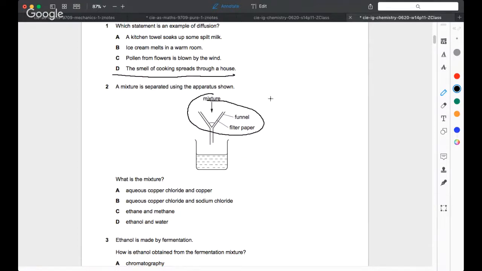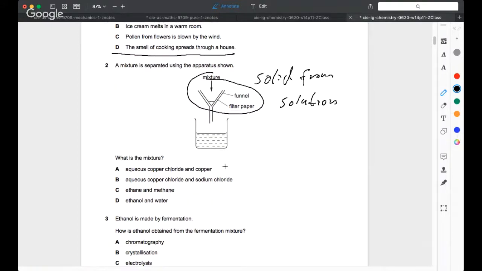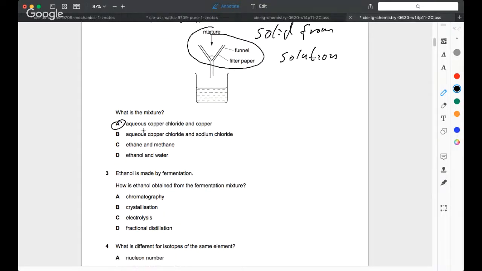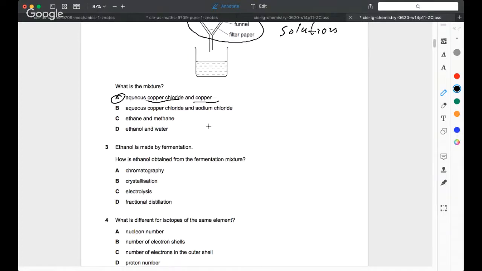So this setup is used to filter solid from a solution. So which combination gives us a solid plus a solution? So that would be A. So copper chloride is a solution, copper is a solid.